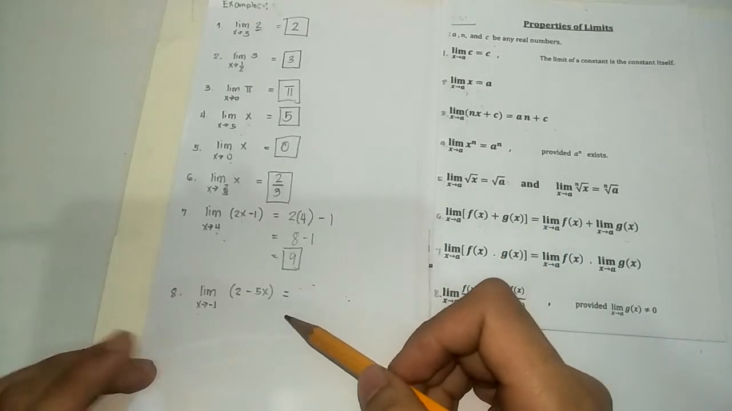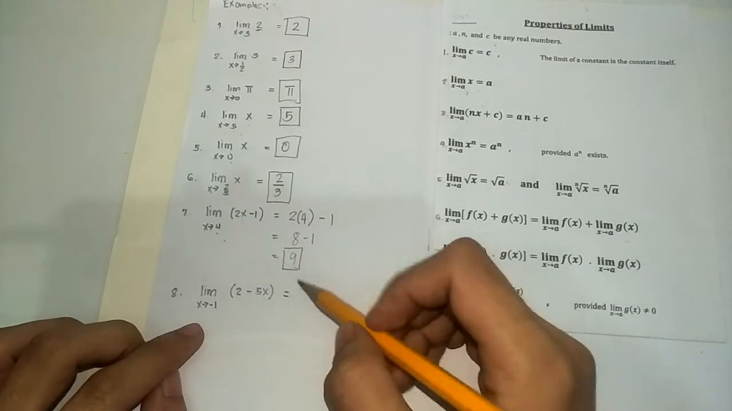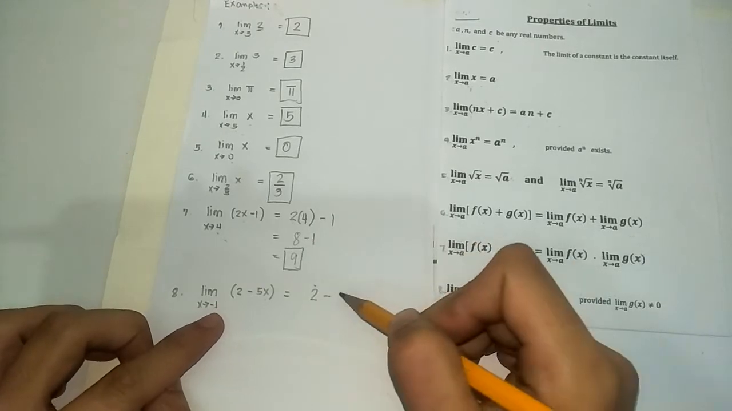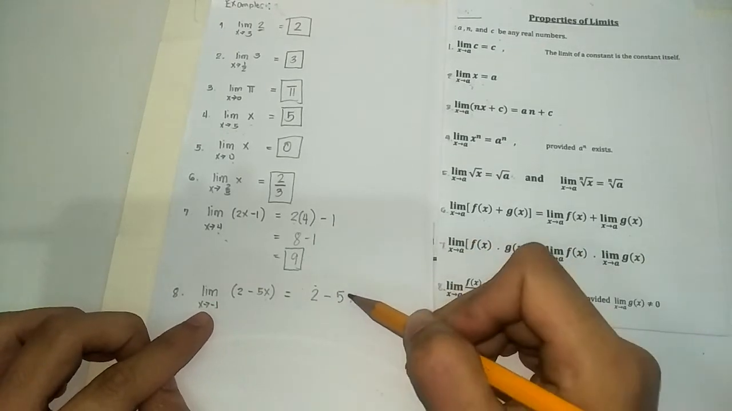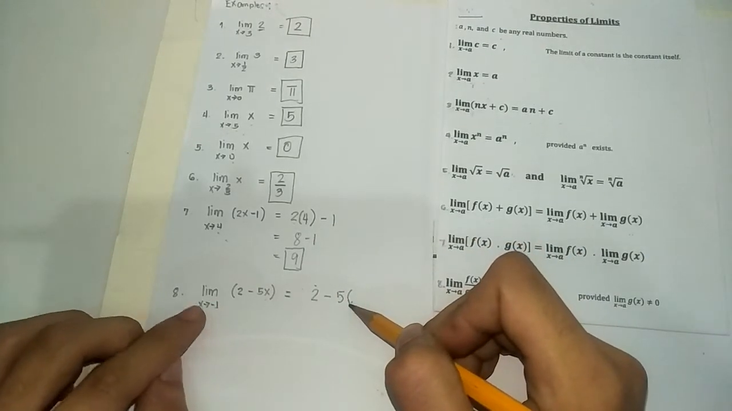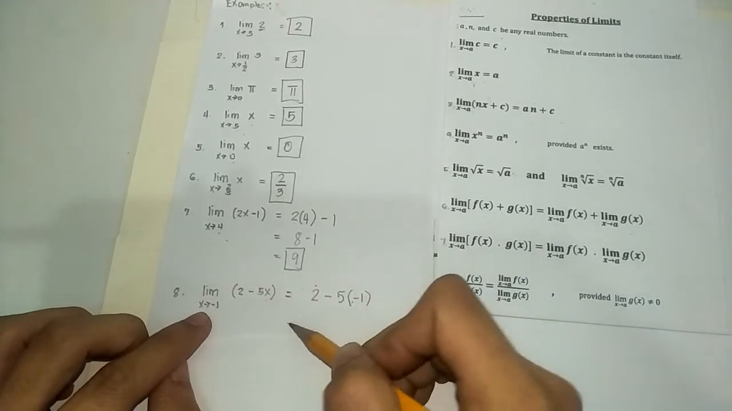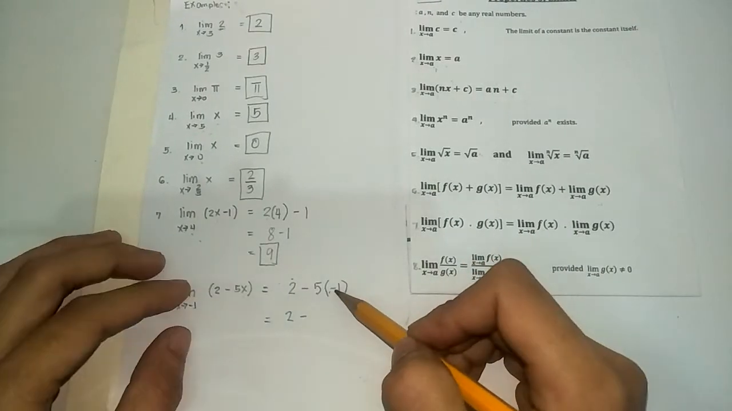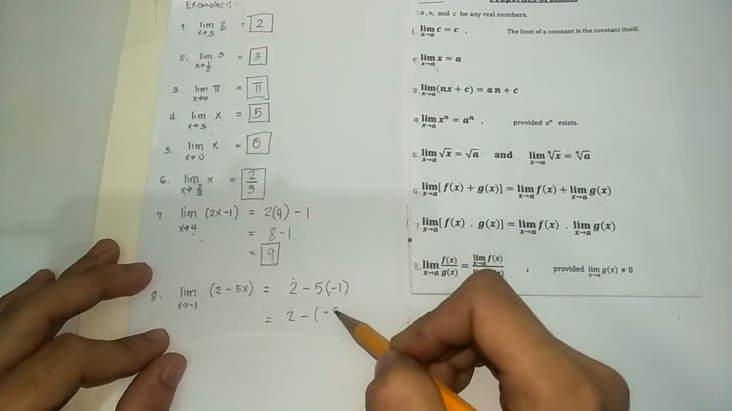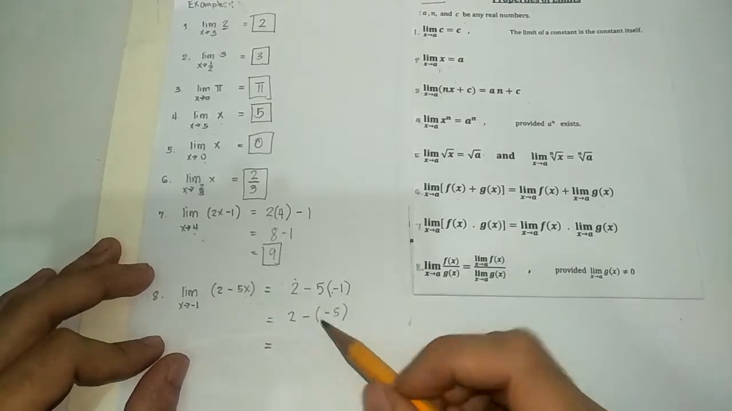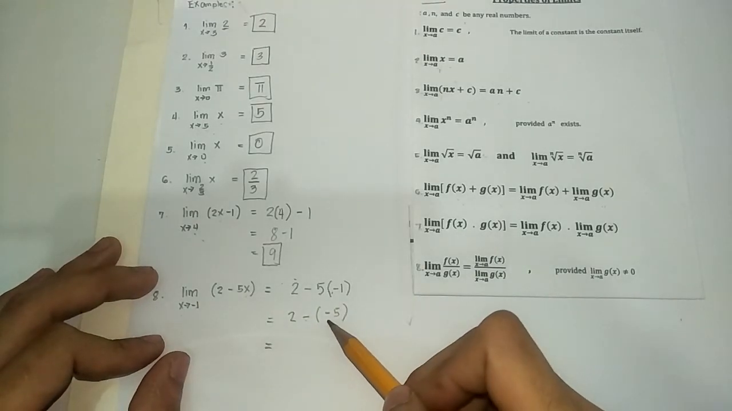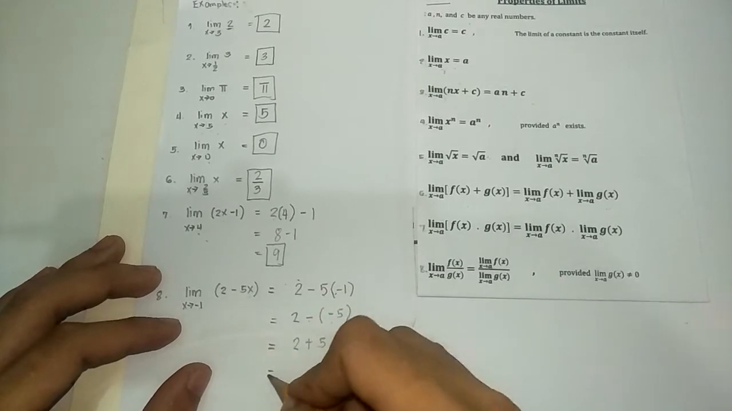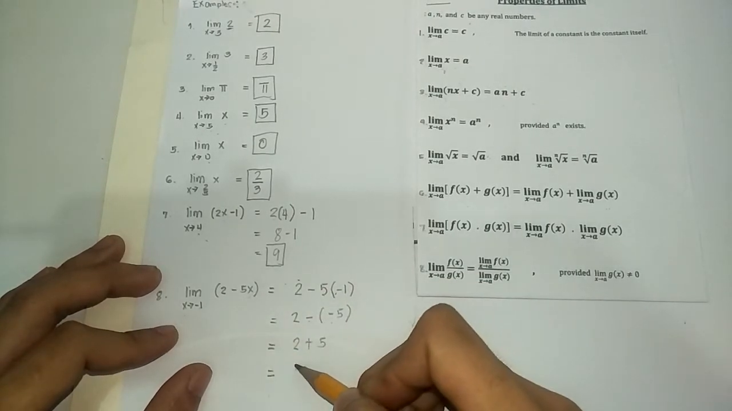So let us show how to evaluate this limit. We copy the constant 2 minus 5, and then x approaches negative 1. So we have 2 minus 5 times negative 1, that is negative 5. Then let us simplify. Negative times negative 5, that is positive. So 2 plus 5. So our answer of the limit is 7.